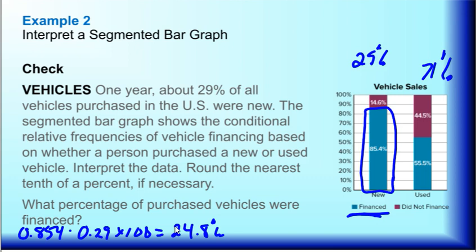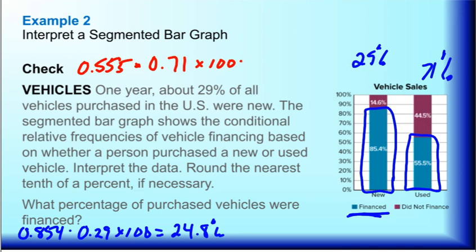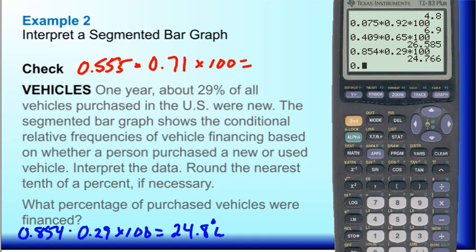So that's this part. We also have blue pieces over here, so I have to find that one. And to do that one, we're going to take 0.555 times 71% of it, which would be 0.71 times 100. So we grab our calculator. We have 0.555 times 0.71 times 100 equals 39.4.